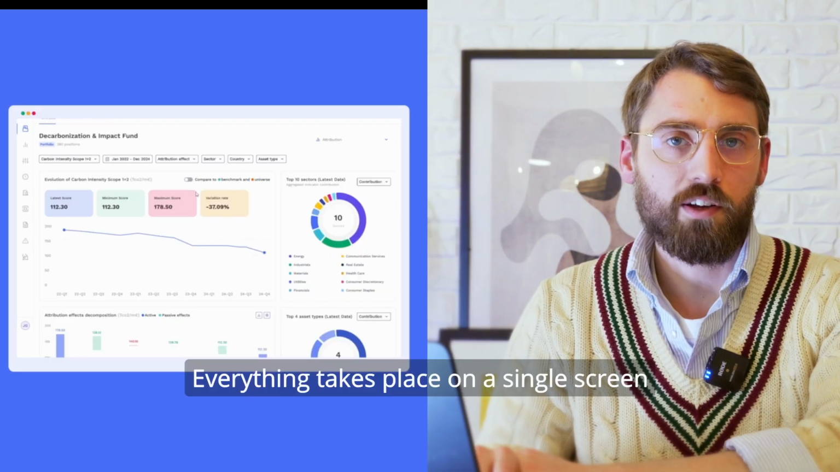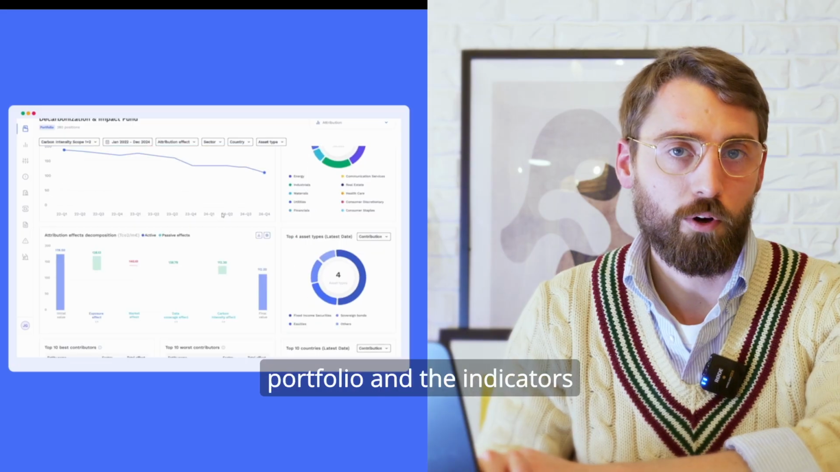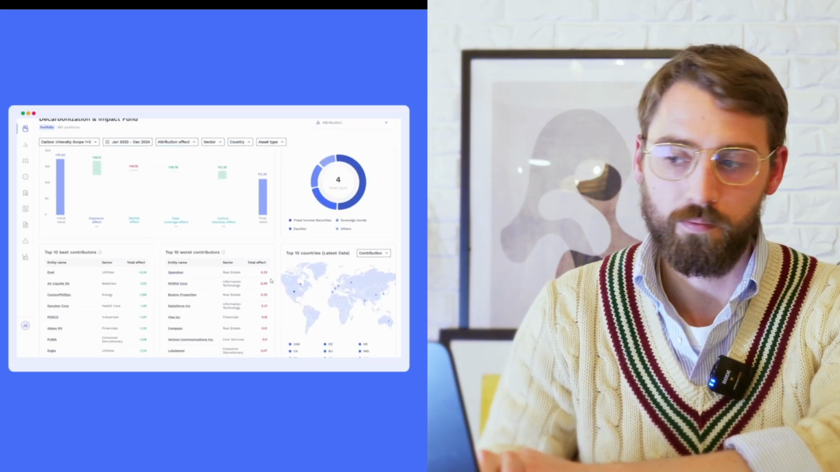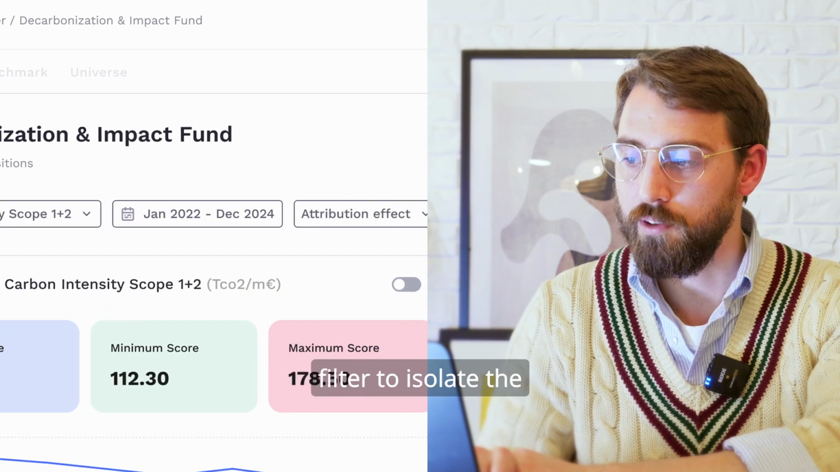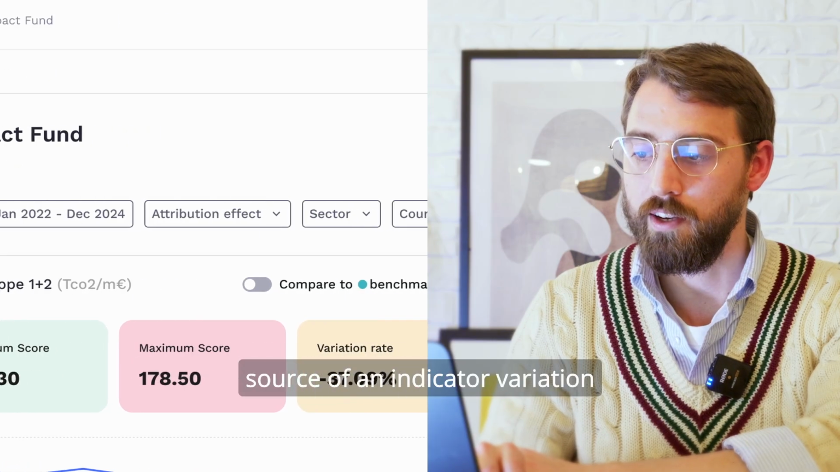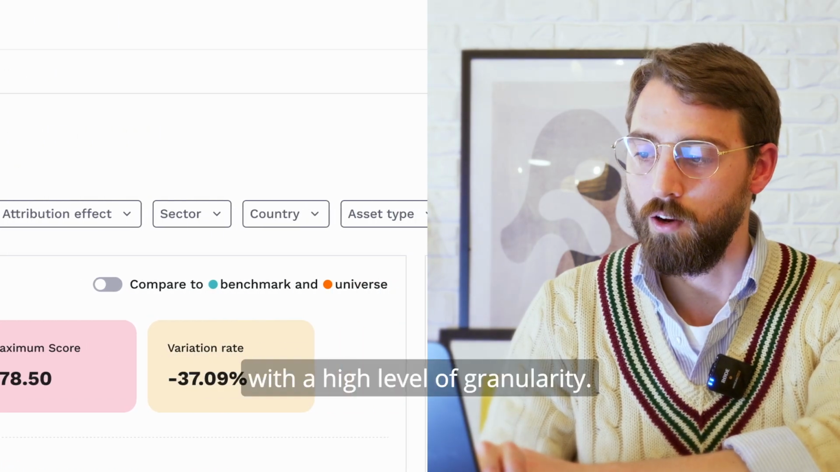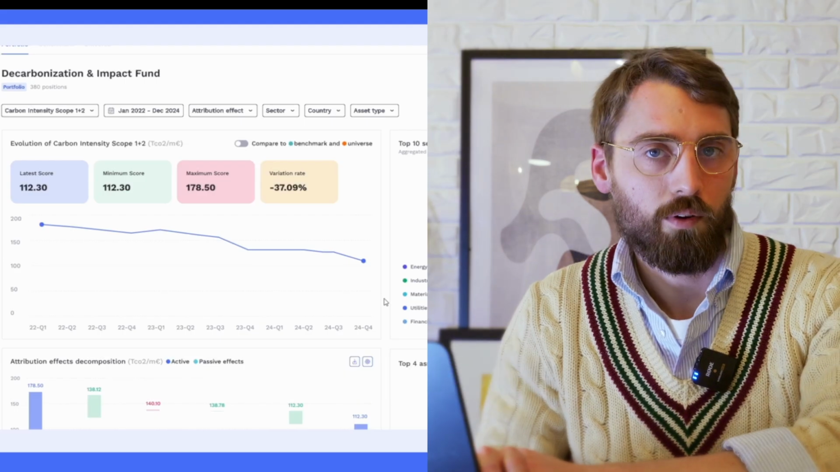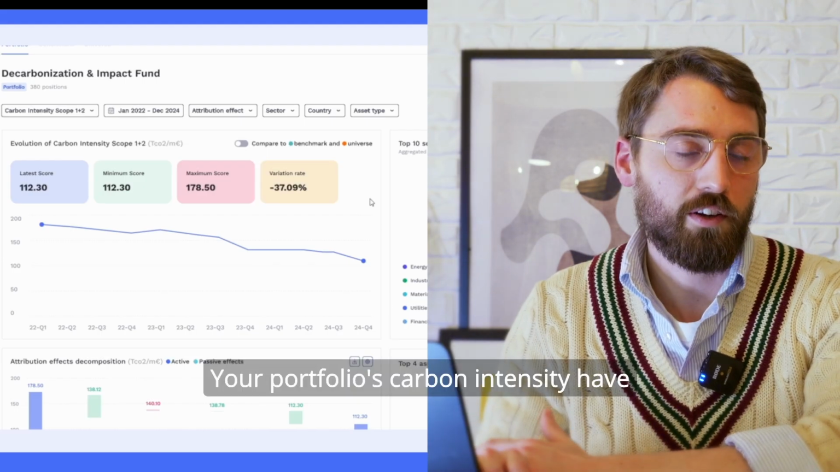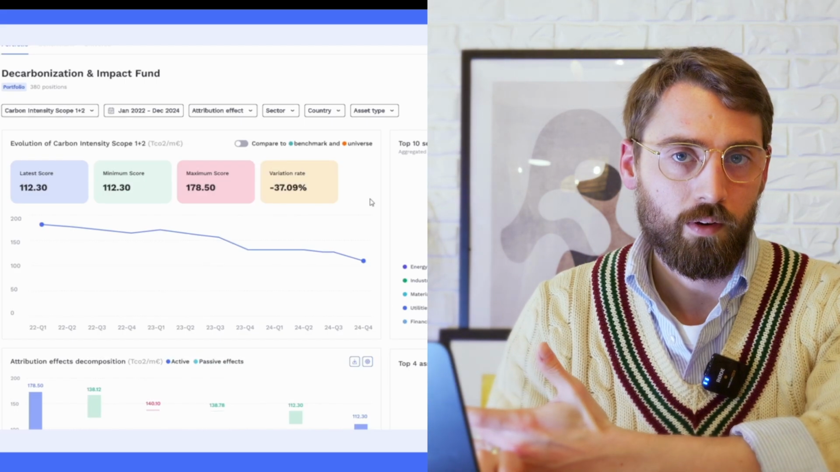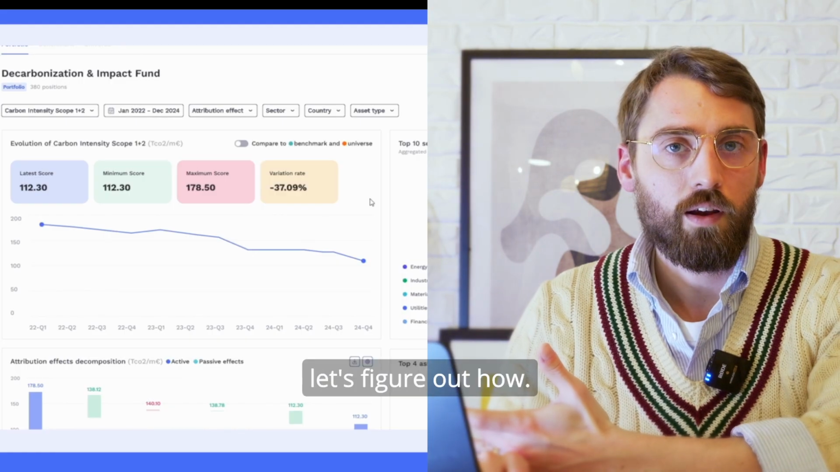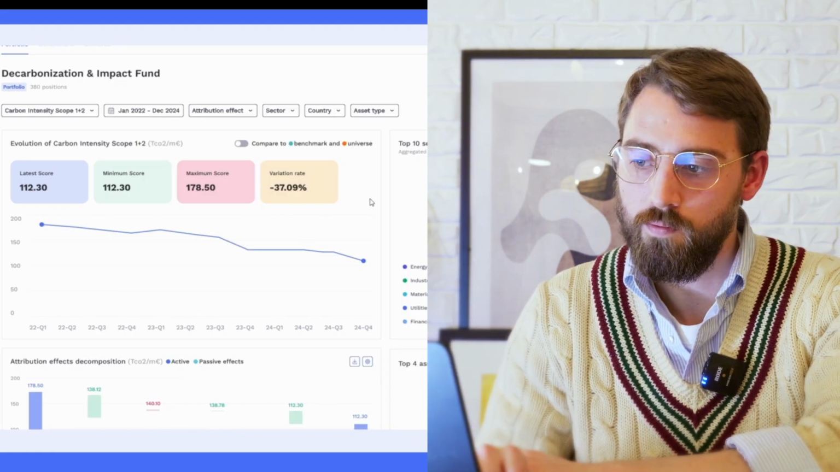Everything takes place on a single screen where you find your portfolio and the indicators you want to break down. This is where you can activate your filter to isolate the source of an indicator variation with a high level of granularity. Let's take an example. Your portfolio's carbon intensity has decreased over a given period. That's great news, but let's figure out how.